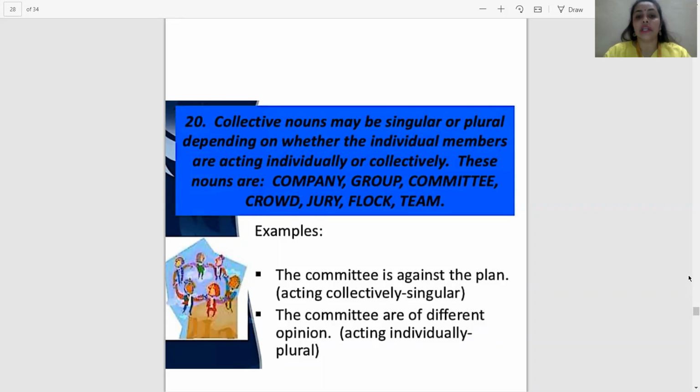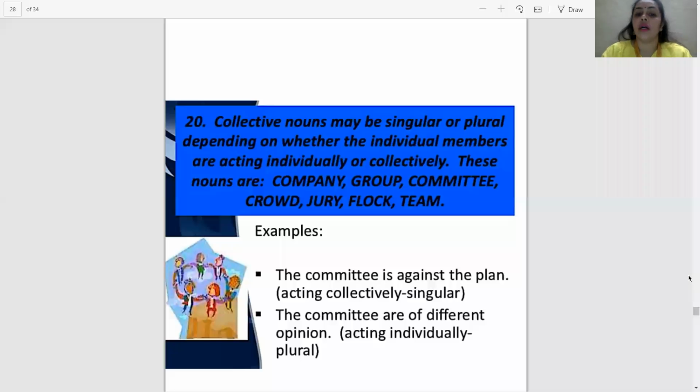So collective nouns may be singular or plural depending on whether the individual members are acting individually or collectively. Suppose we talk about a committee. We can talk about the whole committee, that means all the members put together, or we can even talk about each member of the committee. When it happens, what will happen? Let's see. Collective nouns may be singular or plural depending on whether the individual members are acting individually or collectively.